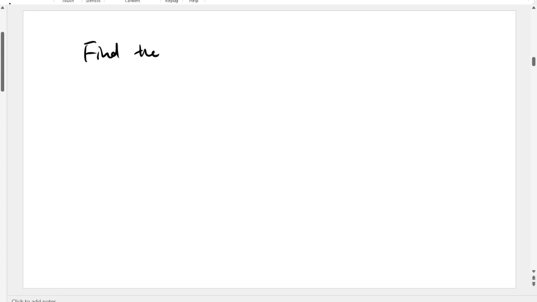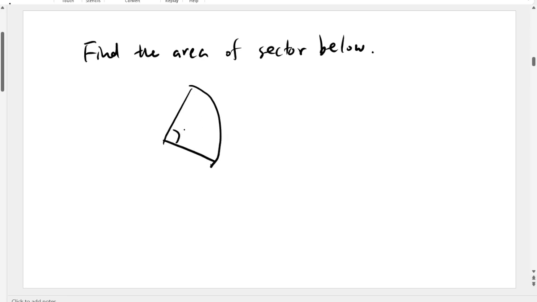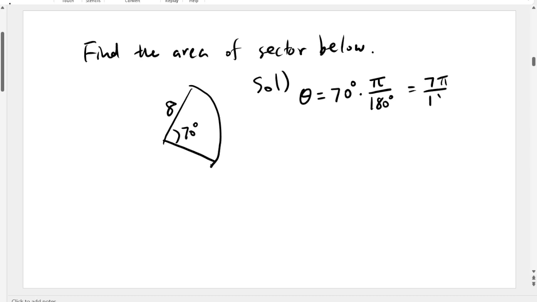Find the area of a sector below. Okay, and let's say you have here, say 70 degrees, and the radius is 8. So how do you solve this? Well, first you have to convert 70 degrees into radians. So theta is 70 degrees converted into radians. Conversion factor is pi over 180 degrees. So degrees cancel and you get 7 pi over 18.